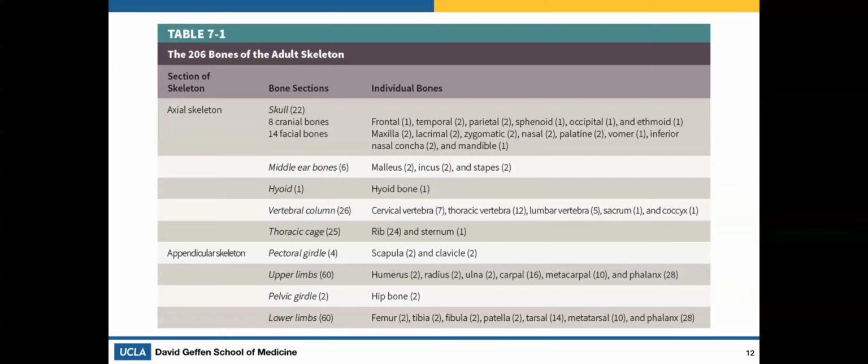This table here represents the type of skeleton, whether it's the axial or the appendicular, and their associated bone sections and individual bones, if you were interested in comparing them all throughout the body.